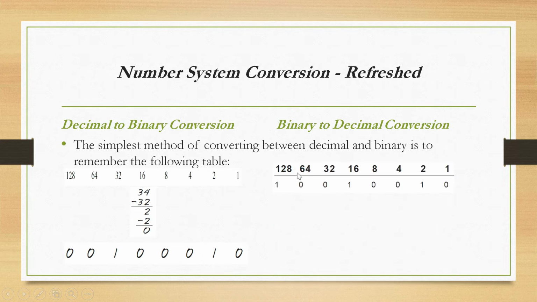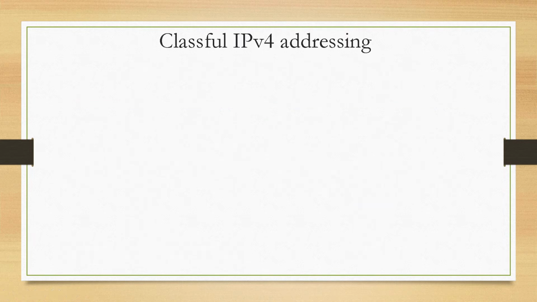Now, for binary to decimal conversion, you are going to use that table again, given this binary number. So how are you going to deal with this? All you have to do is add the columns with a 1. Okay, so the ones with a 1 are the 128, the 16, and the 2. So the sum is 146. So that is easy, to convert from decimal to binary or binary to decimal. This is just a refresher so you can review your past courses.